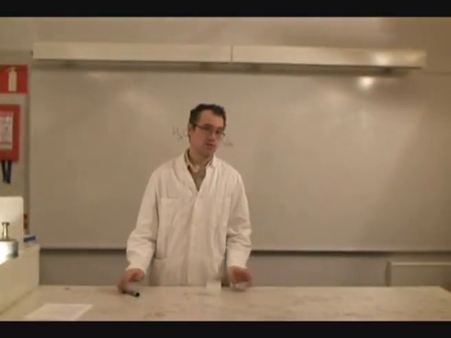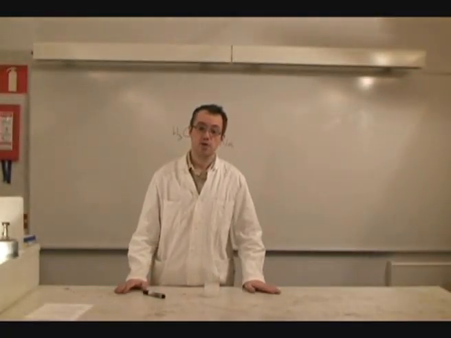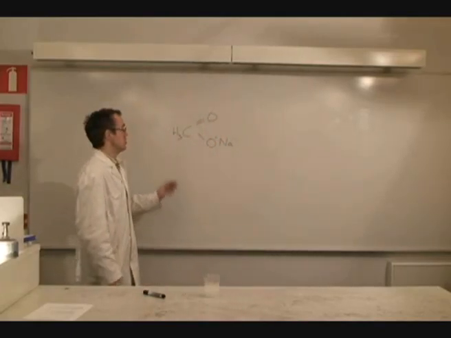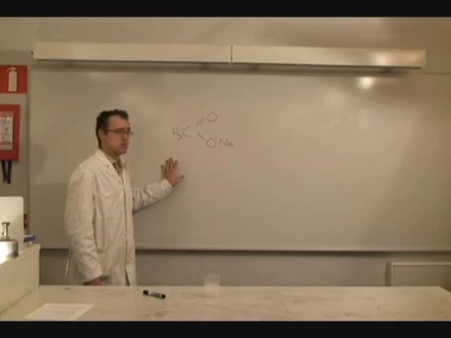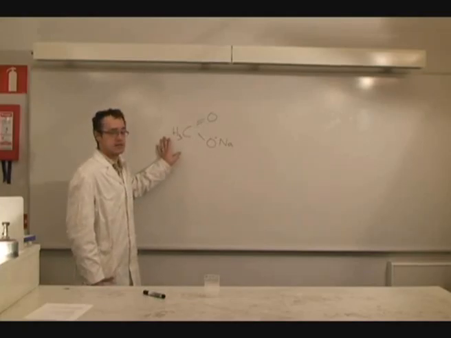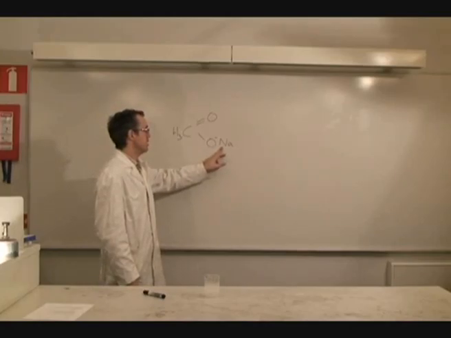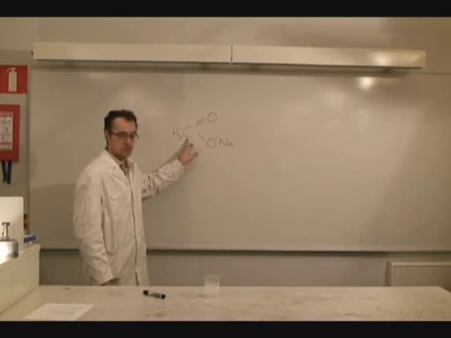Okay, so what we're going to do now is look at sodium again. Here we have a compound of sodium. This is called sodium acetate. It's a salt of an organic acid. You see that sodium is within the formula here. It also contains the element carbon.